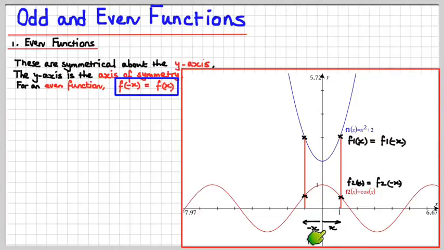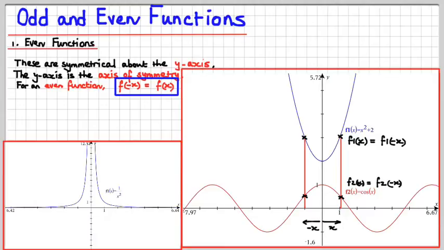Well, here's x on this side of the y-axis, and minus x is exactly the same distance the other side of the y-axis, and I'm sure you'll agree that the y values are exactly the same for x as they are for minus x for this function here and for the trig function below. So you see, f of x equals f of minus x. That is the characteristic of an even function.